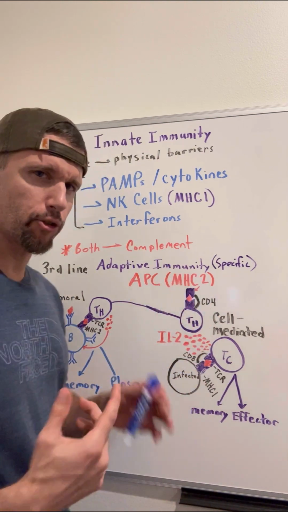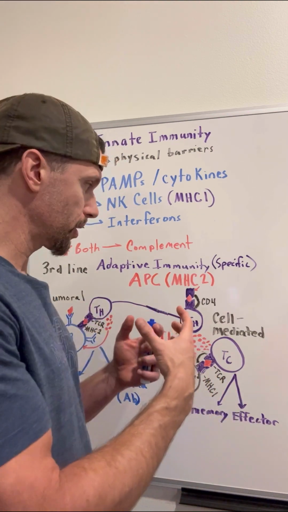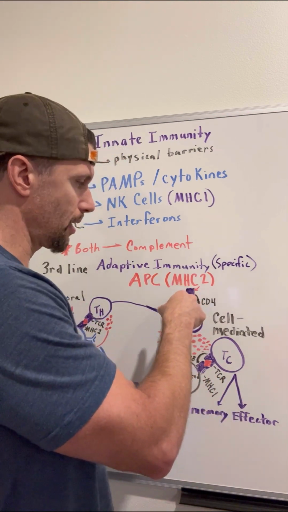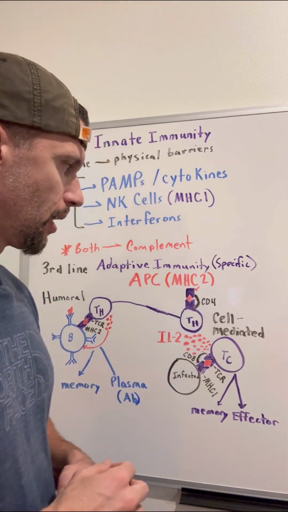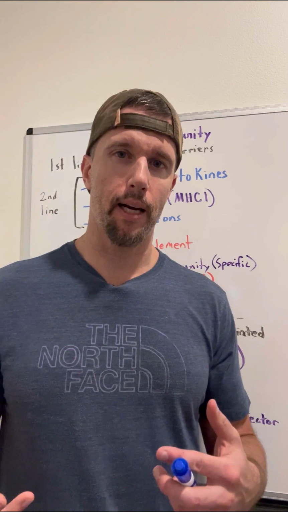So let's say we have a dendritic cell. It's just seen a pathogen. It gobbles it up, and it puts its antigen on its surface. Now, what it'll do, we have lymph nodes distributed throughout our body.